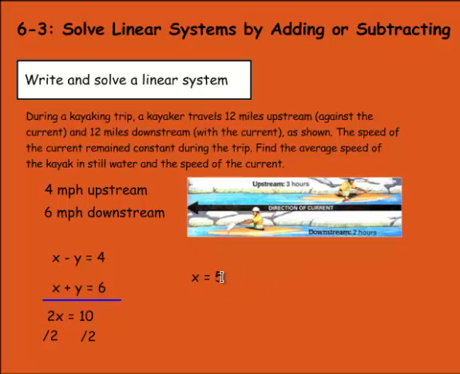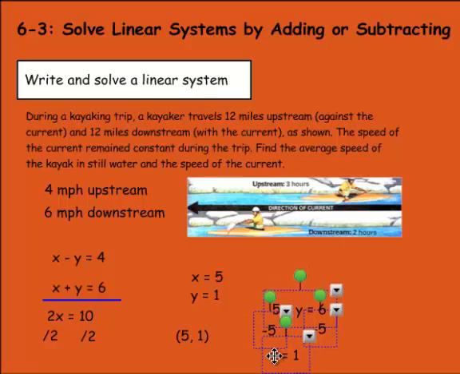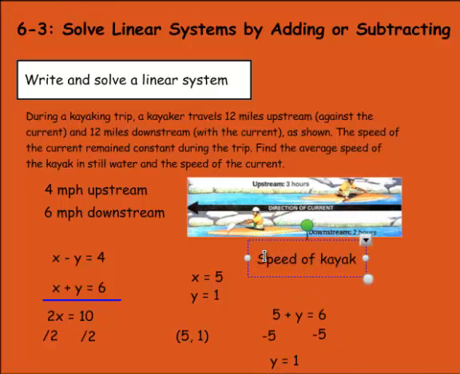Now that we can plug this in, we can find out the speed of the current. So let's plug it into the second one. So x plus y equals 6, so 5 plus y equals 6. Subtract 5 from both sides. Therefore y equals 1. So therefore we have x equals 5, y equals 1. Then we can write this out as a point as 5 and 1. Then to write this as terms, we would say speed of the boat, or speed of the kayak, 5 miles per hour. Speed of the current would be 1 mile per hour.